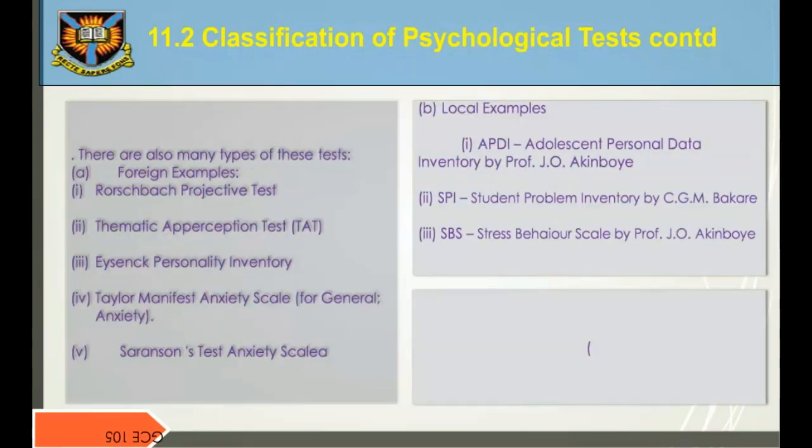A. For foreign examples, we have: 1. Rorschach projective test. 2. Thematic Apperception Test. 3. Eysenck Personality Inventory. 4. Taylor Manifest Anxiety Scale, or general anxiety. 5. Sarason Test Anxiety Scale. For local examples, we have: 1. APDI, Adolescent Personal Data Inventory, by Professor J.O. Akimboye. 2. SPI, Student Problem Inventory, by CGM Bakari. 3. SBS, Stress Behavior Scale, by Professor G.O. Akimboye.